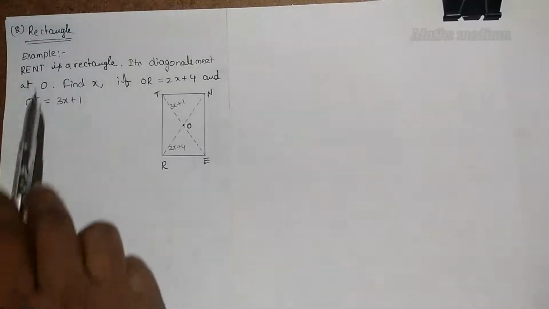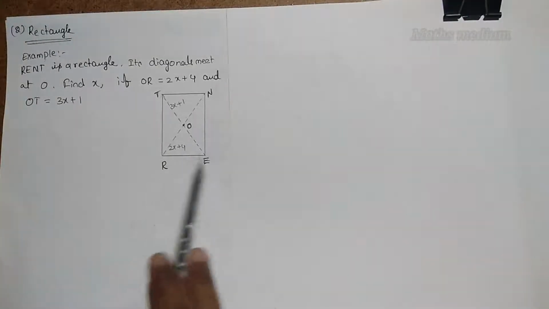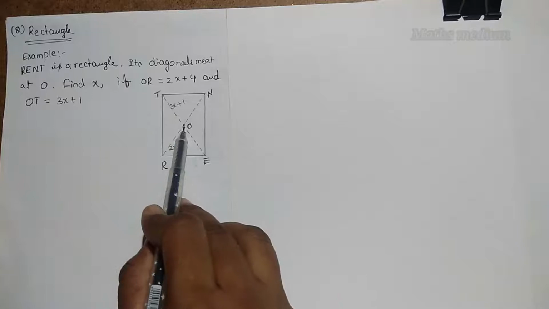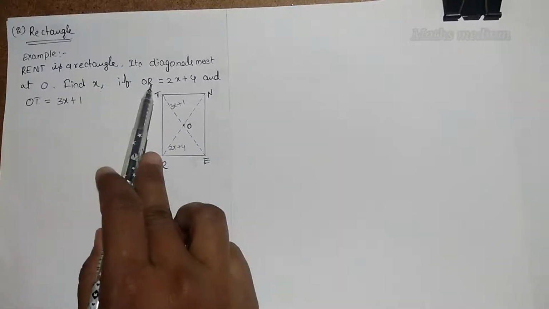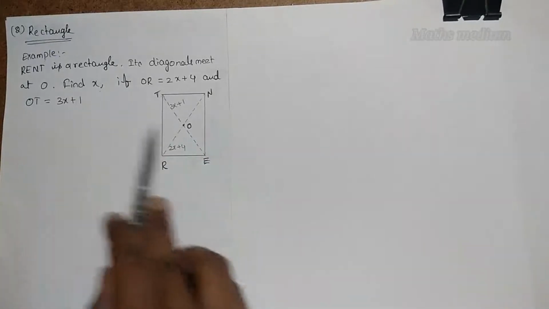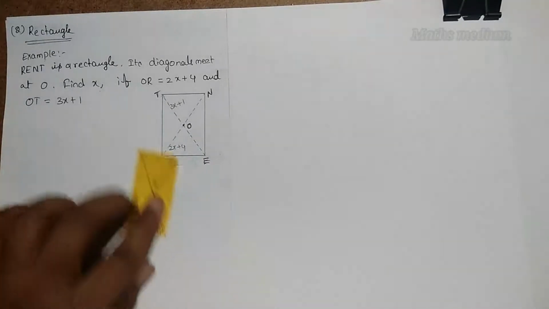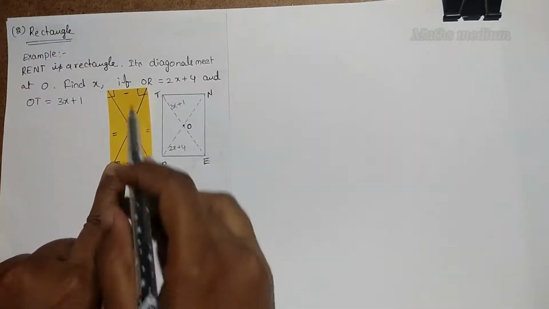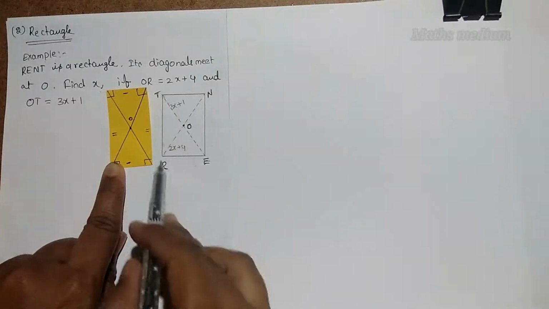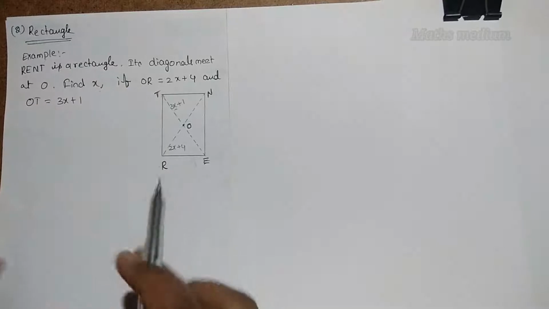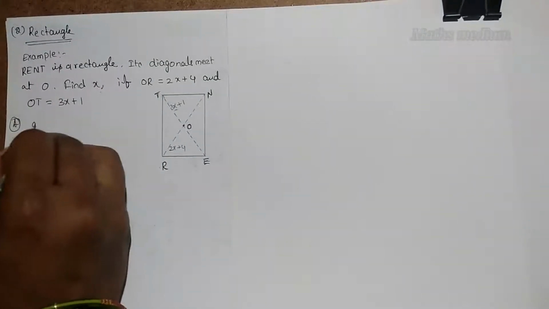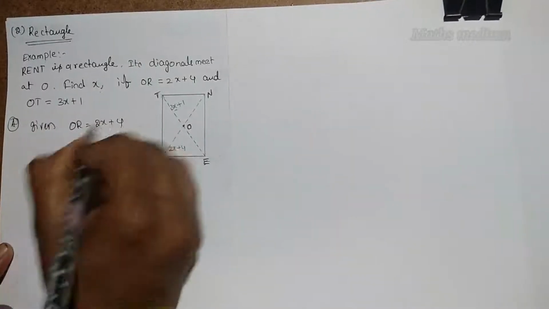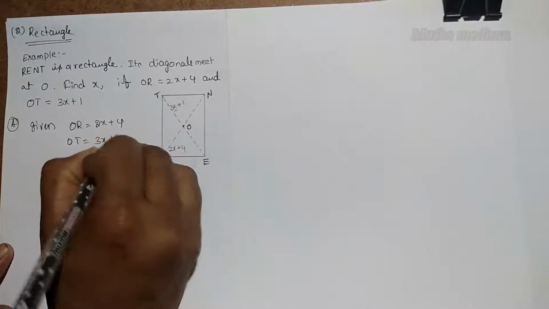See here the question. Example for the rectangle RENT. RENT is a rectangle. Its diagonals meet at O. Find x if OR is 2x plus 4 and OT is 3x plus 1. So compare this rectangle with this rectangle. See here diagonals are equal in length. I already told you we have 4 right angles. So now we have to find the x value here. So now the answer is given: OR is equal to 2x plus 4, OT is equal to 3x plus 1.